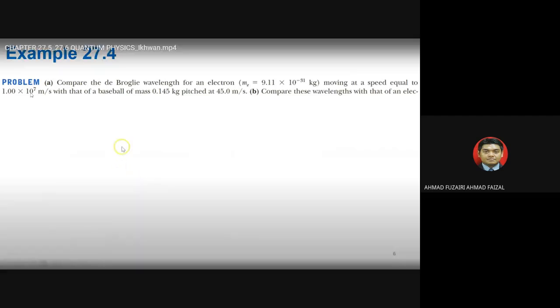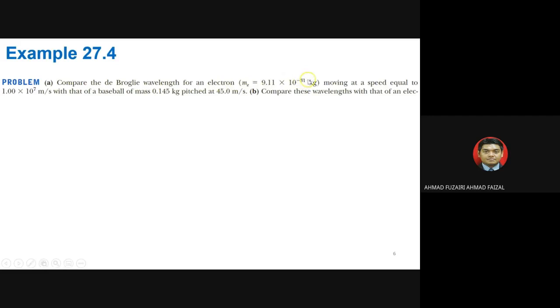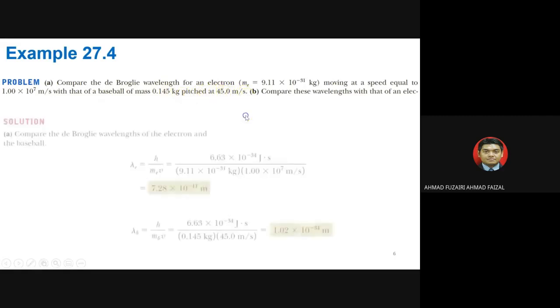So this is the example. We look at problem A: compare the de Broglie wavelength for an electron, of mass m_e, moving at a speed equal to 1 times 10 to the power of 7 meter per second, with that of a baseball of mass 0.145 kilogram pitched at 45 meter per second. So we need to compare the de Broglie wavelength of the electron and the baseball.